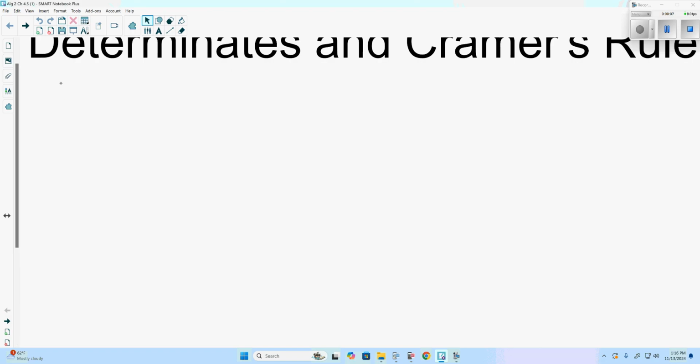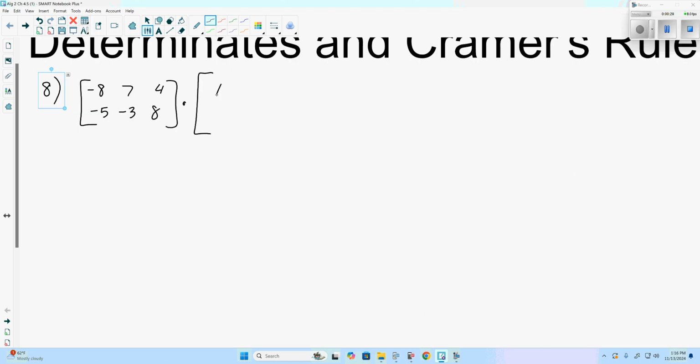Now, if we look at number 8 from the homework from yesterday, the 4-1, 4-2, 4-3 worksheet. Our first matrix is -8, 7, 4, and then -5, -3, 8, being multiplied by 10, 6, 8, 4. This one here is not possible. Yeah, this one's not possible. The rest of those on that page are.